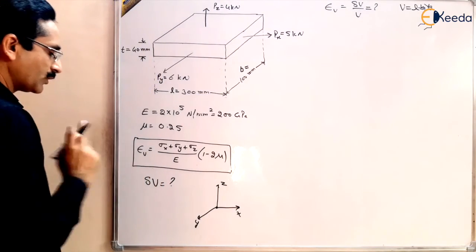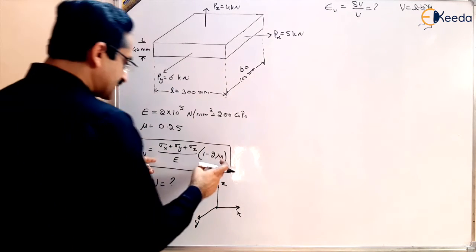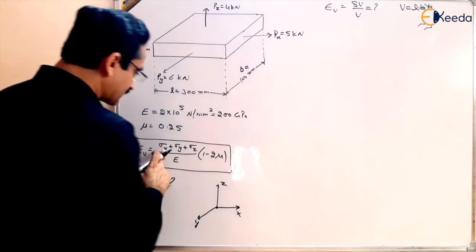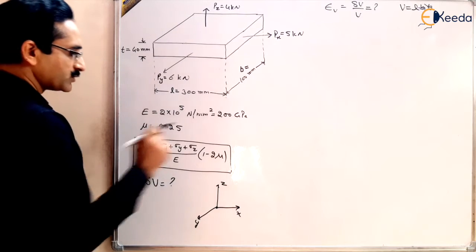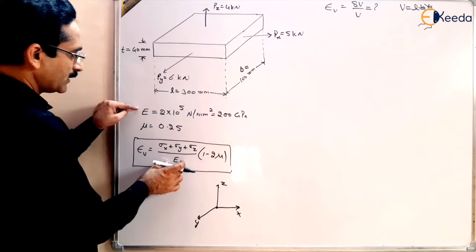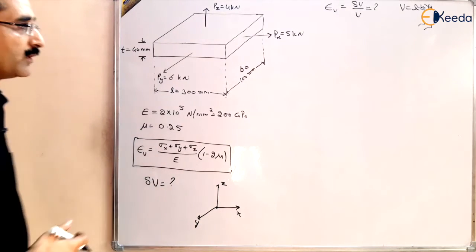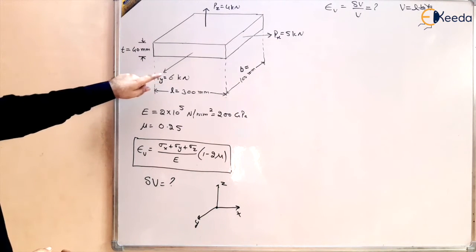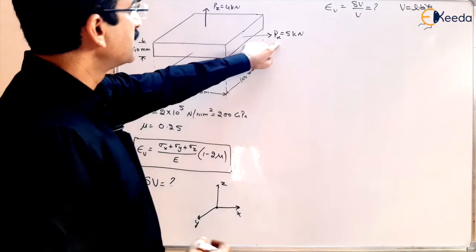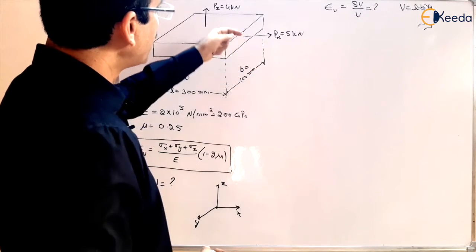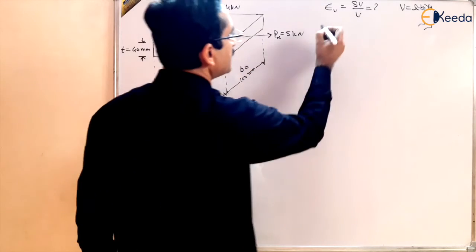The change in volume can be obtained, but for this the term should be known: (sigma x plus sigma y plus sigma z) by E times (1 minus 2 mu). E is known to us, mu is known to us, but sigma x, sigma y, sigma z we have to find out. So what is the stress in x direction? The force applied divided by area is stress.